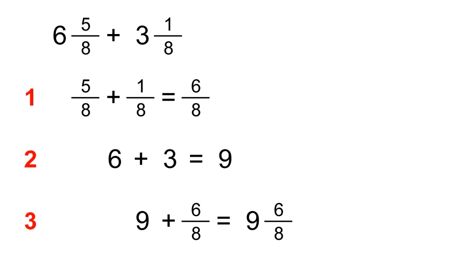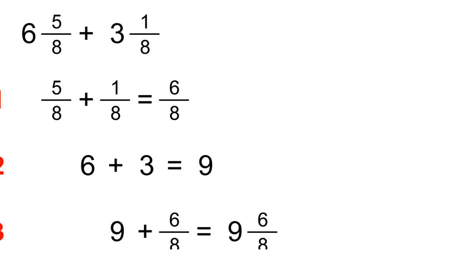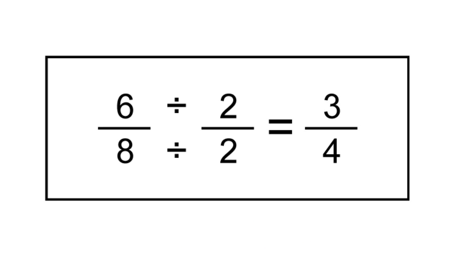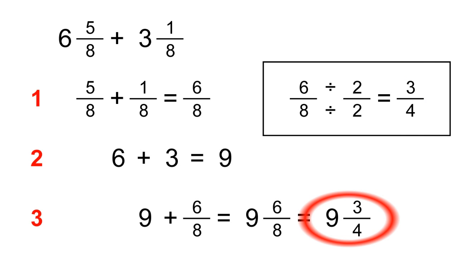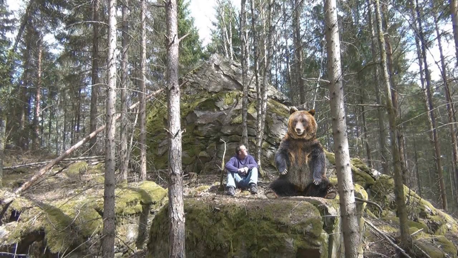Is it in simplest form? No, because both the 6 and 8 are even, which means they can be divided by 2. So, 6/8 turns into 3/4. And our new final answer is 9 and 3/4. So, it's 3 easy steps.